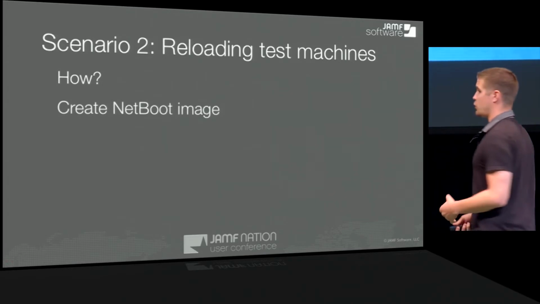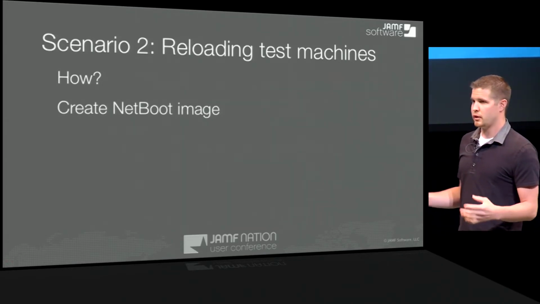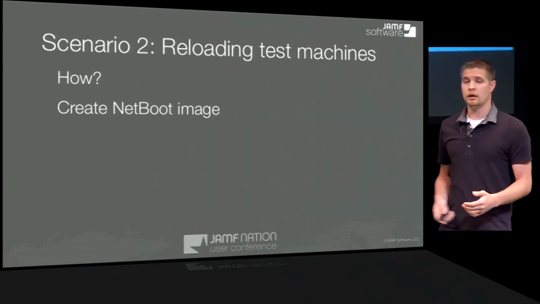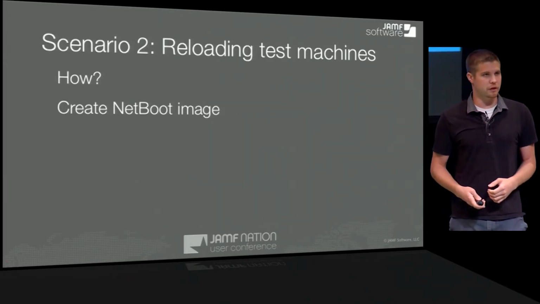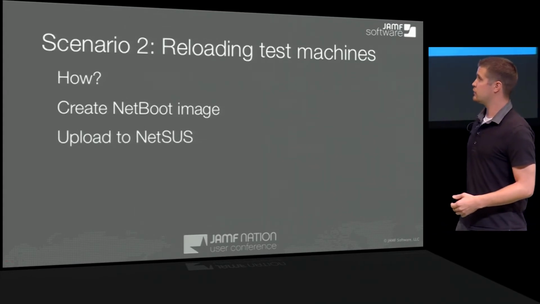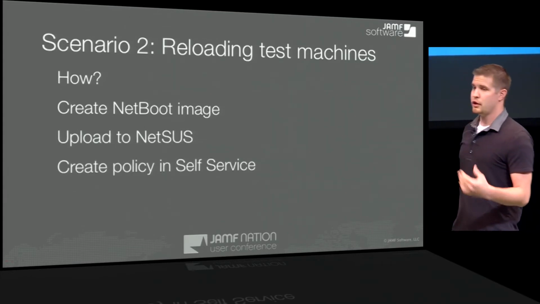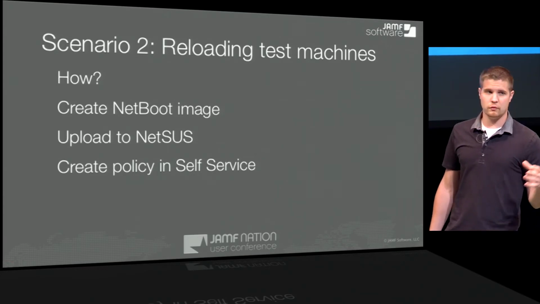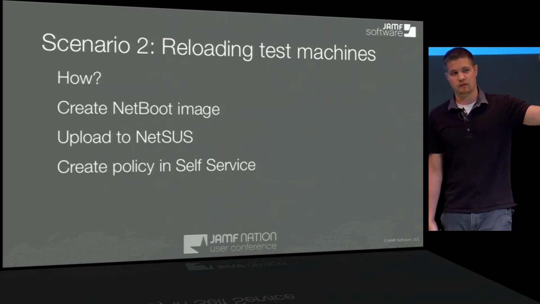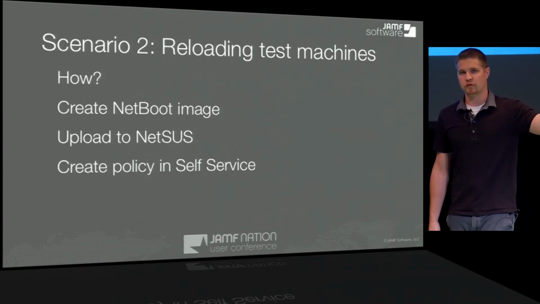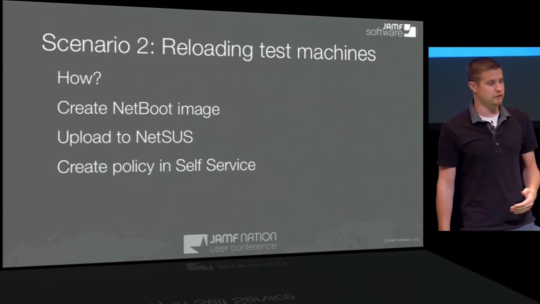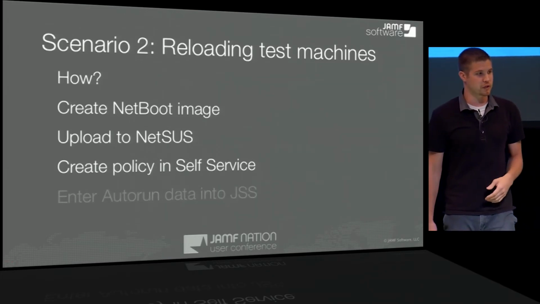So how do we do that? Well, we're going to create a Netboot image, and this is going to be one of those more complex ones I talked about, which, interestingly enough, is easier to make. You're going to create that with the system image utility again, and you'll just upload that straight to the NetSUS Appliance. And then you need to create a policy in self-service, and we scope it only to test machines. So we give them a different asset tag that says test, and we'll create a smart group that says if their asset tag says test, they're in this group. And we'll scope that policy to that group of machines.